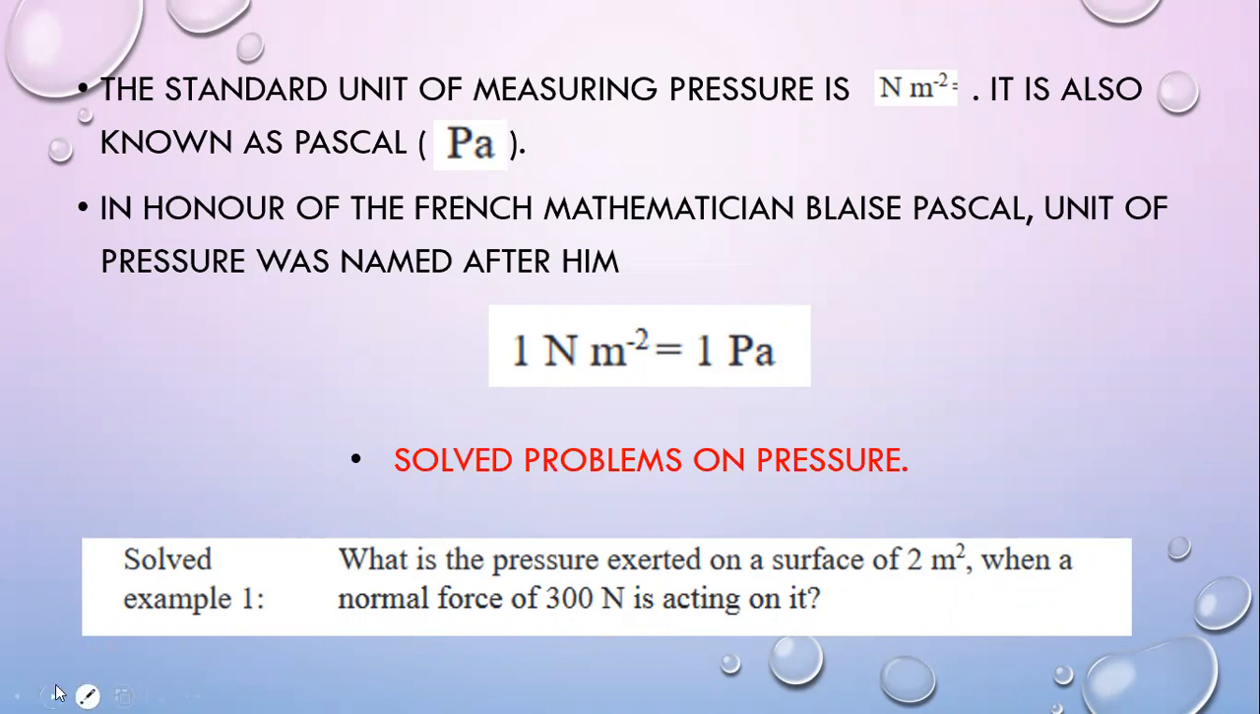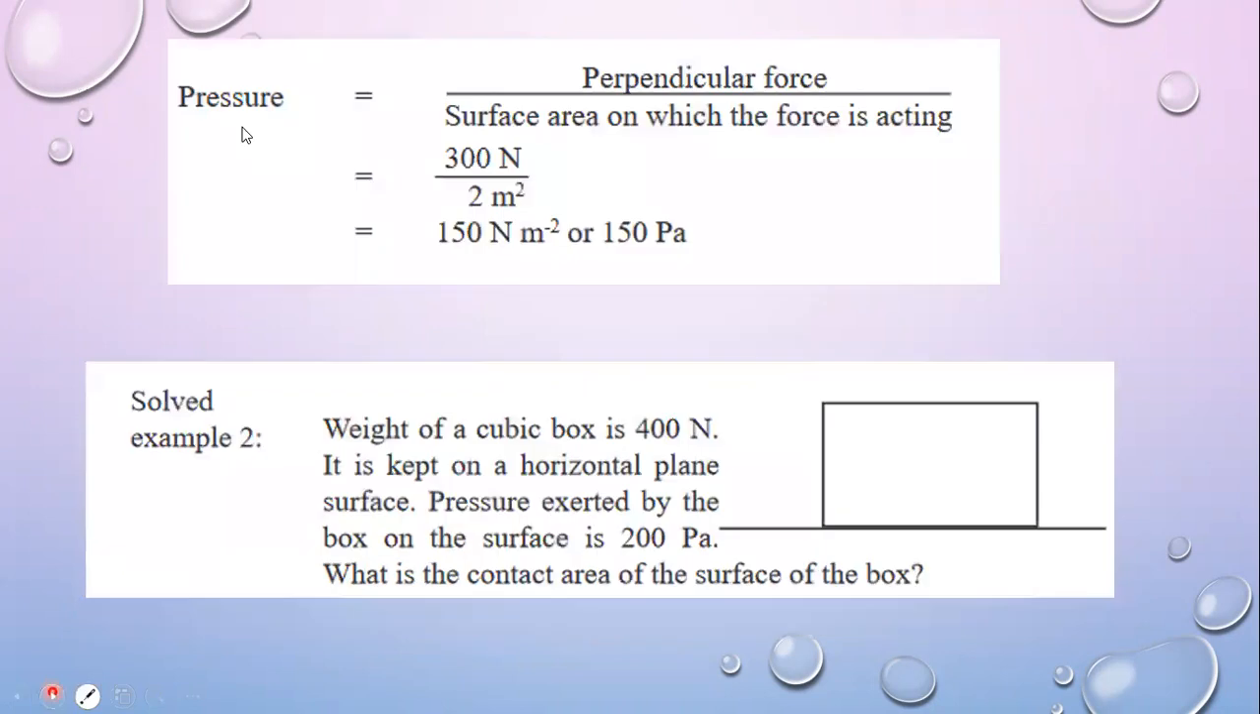You should remember that when you are solving a problem, you should write this formula. 1 mark is given for this formula. Pressure equals perpendicular force over surface area on which the force is acting. Next, you should write 300 Newton and 2 square meters. With 300 divided by 2, you get 150 Newton per square meter, or you can write 150 Pascal.